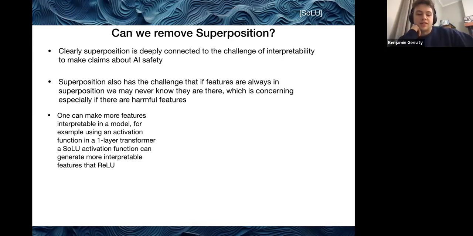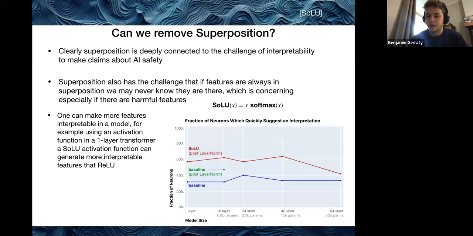So an idea that Anthropic had was to try to force more features to be interpretable, so force more features to align with dedicated neurons. And the way they did this was they took a 1-layer decoder transformer and they just replaced the activation function with what I'm going to call a SoLU, which is just, if you take the input x, you then multiply it by the softmax of x. And what they found is this did make features more interpretable.